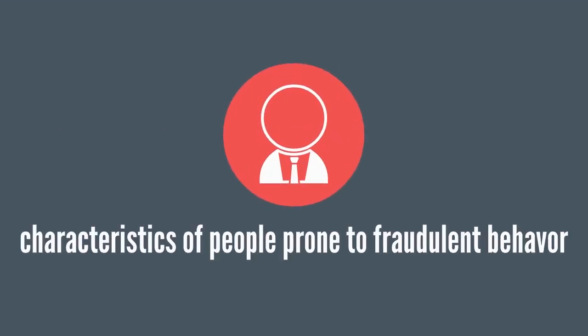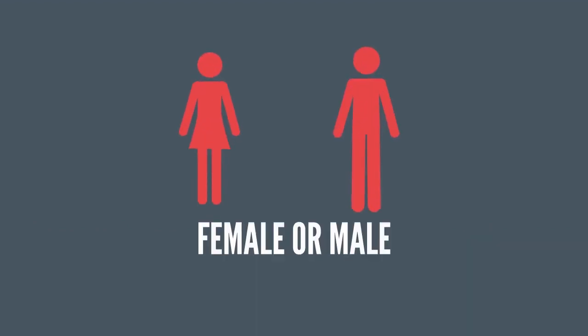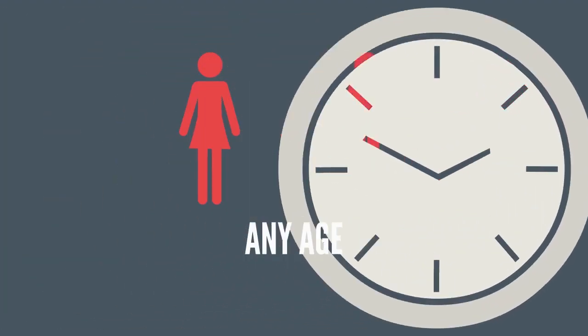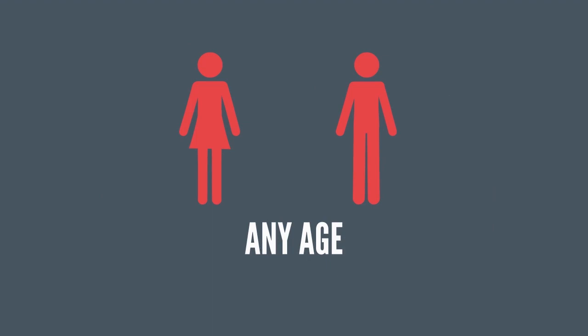Here are some characteristics of people prone to fraudulent behavior according to the Association of Certified Fraud Examiners. They can be male or female, though male fraudsters outnumbered females 2 to 1, with 67% being male and 33% being female. They can be any age. 52% of fraudsters were between 31 and 45 years old, but older fraudsters tended to cause larger losses.